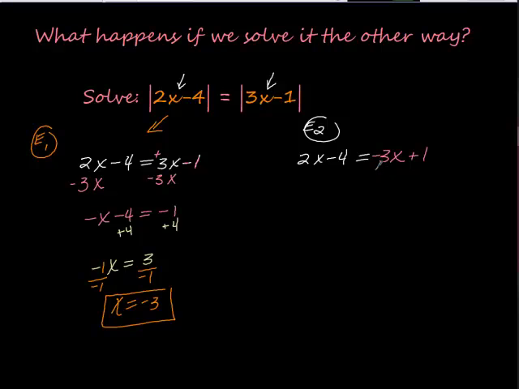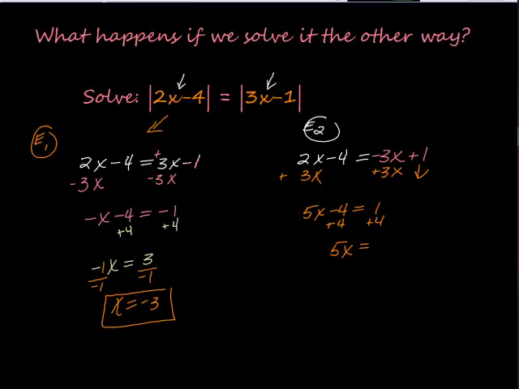And let's try this one. I'm doing equation 2: add 3x to both sides. We get 5x minus 4 is equal to 1. That's this positive 1 right here; I just brought it straight down. I'm going to add 4 to both sides. As you can see, this is going to work out.